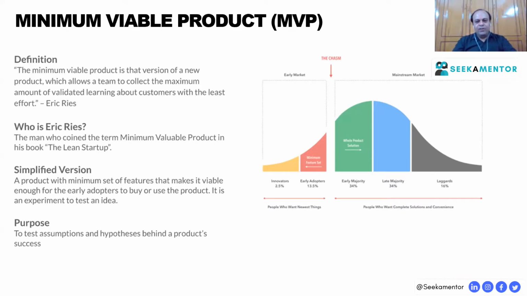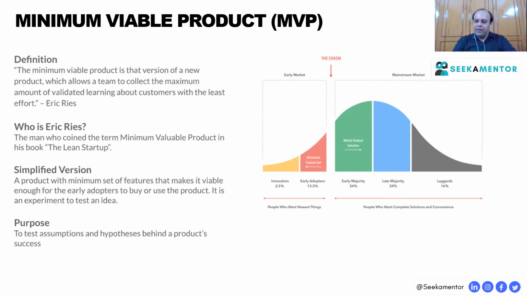The moment you launch the product with these 80% features, it is still valuable to the end customer. That portion of a product is called the minimum viable product. In technical terms, your MVP will fulfill this zone, that is innovator and early adopter. Because once you launch the product, this early adopter is a very, very important customer for you.